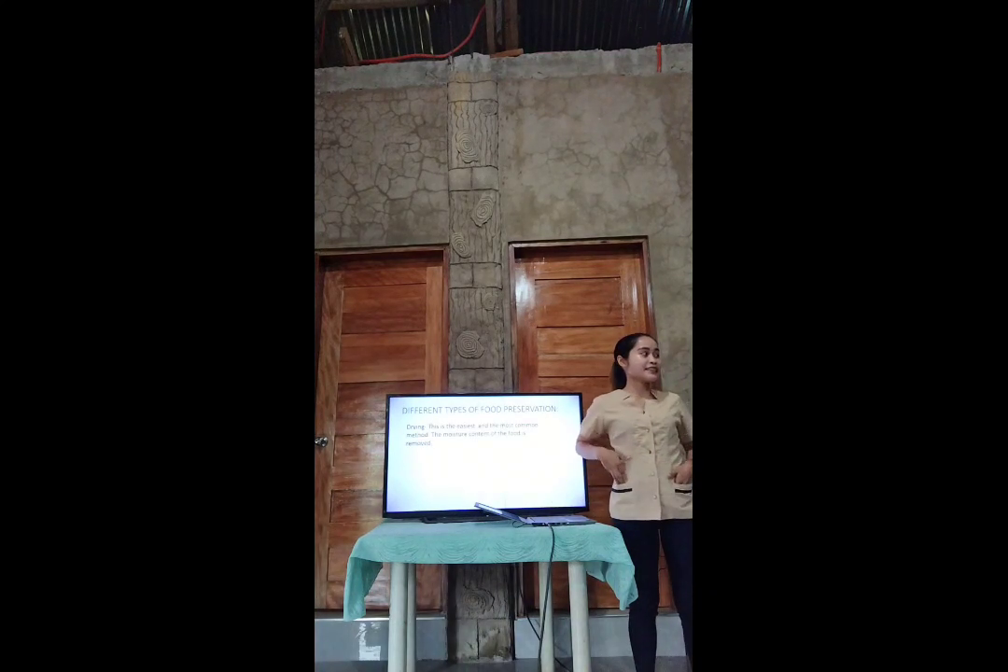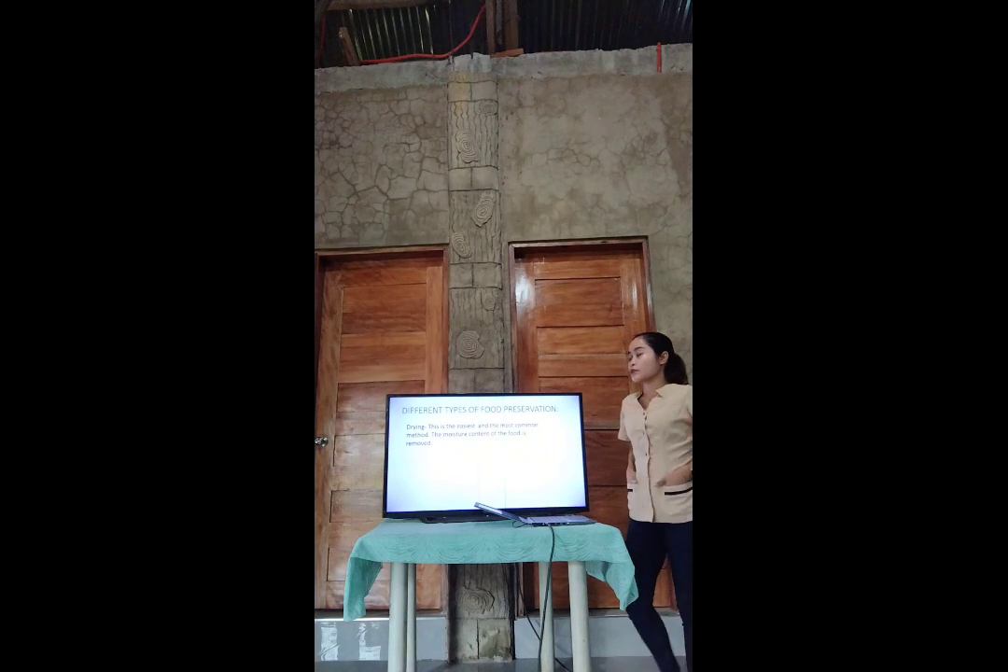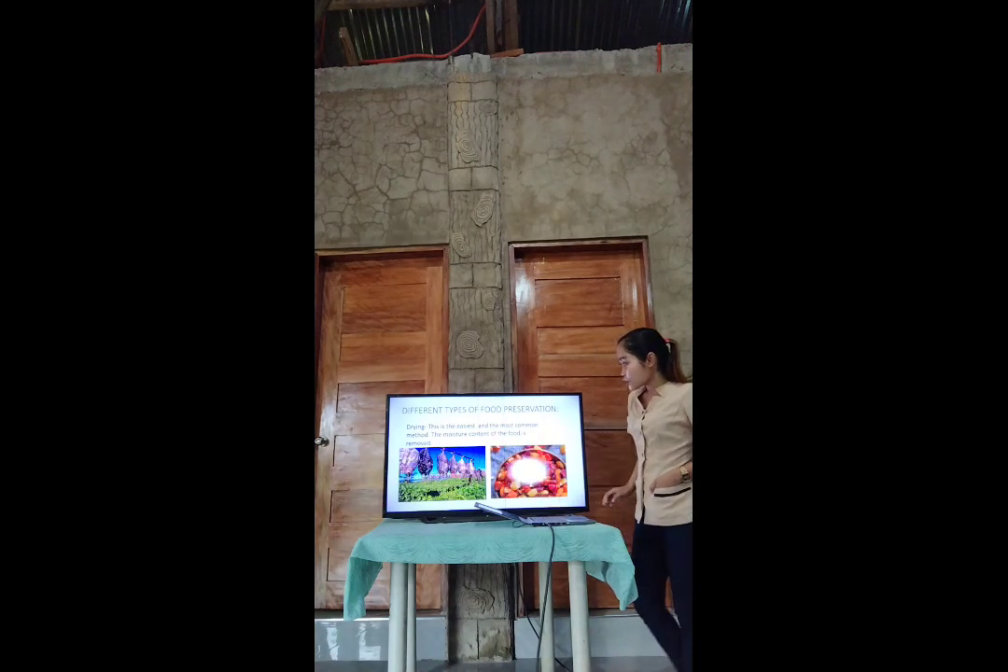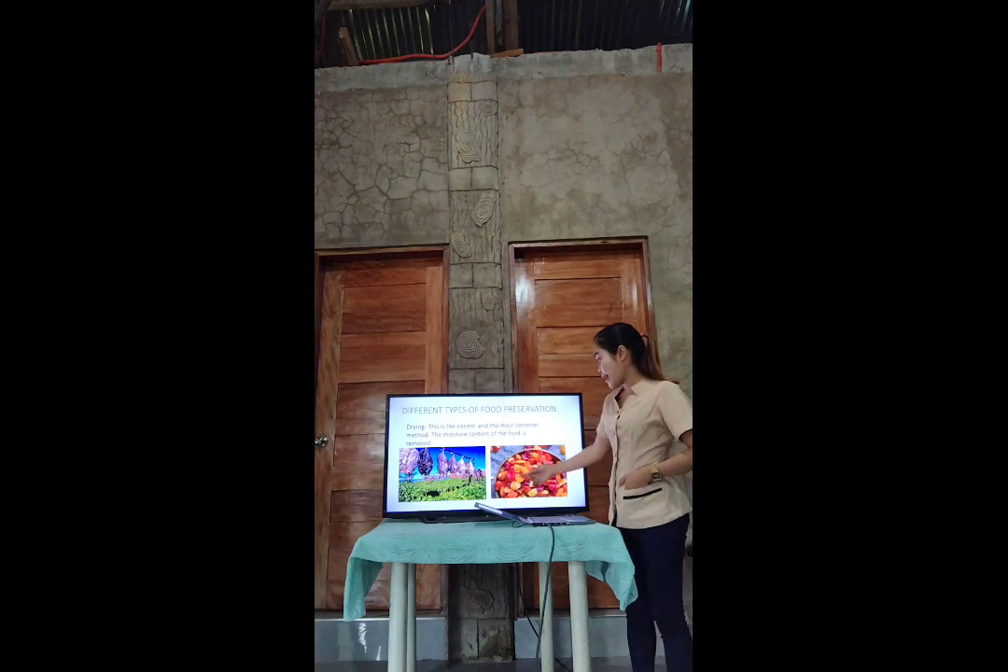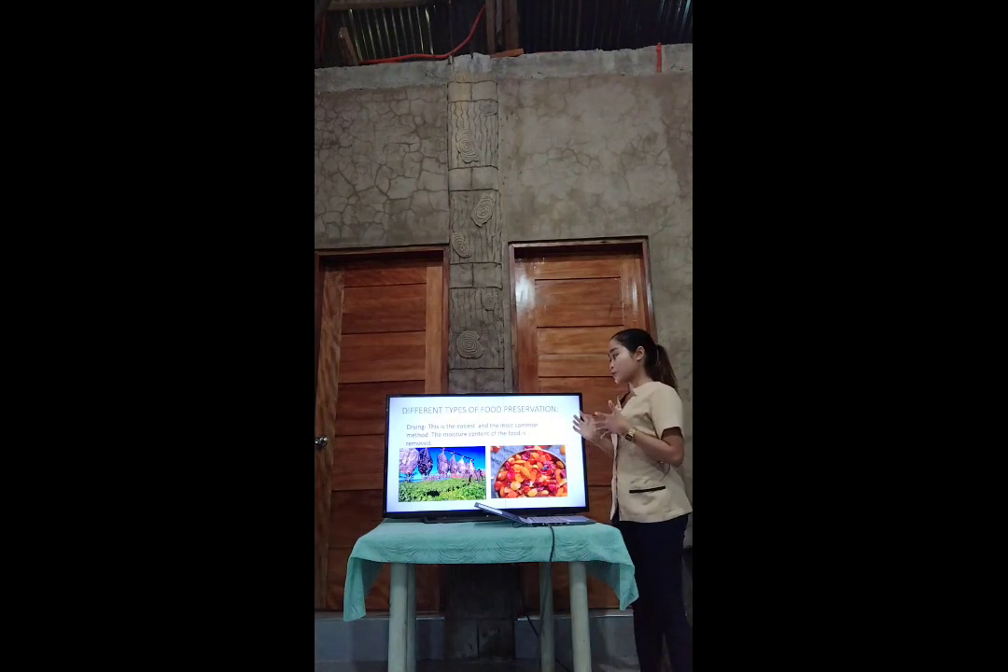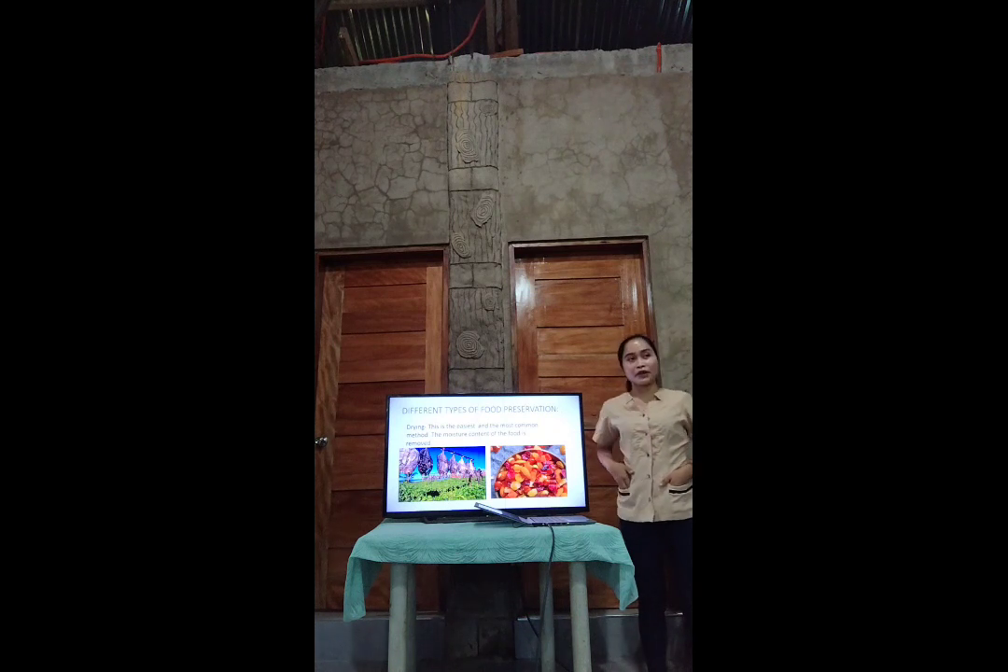First, we have drying. Kindly read, what is drying? Okay, very good, thank you. I have here an example of drying. We have here fish and fruits. There are lots of foods that we can dry, but I only have 2 pictures here. When we say drying, this is the easiest and the most common method in preserving food. The moisture content of the food is removed. Okay?